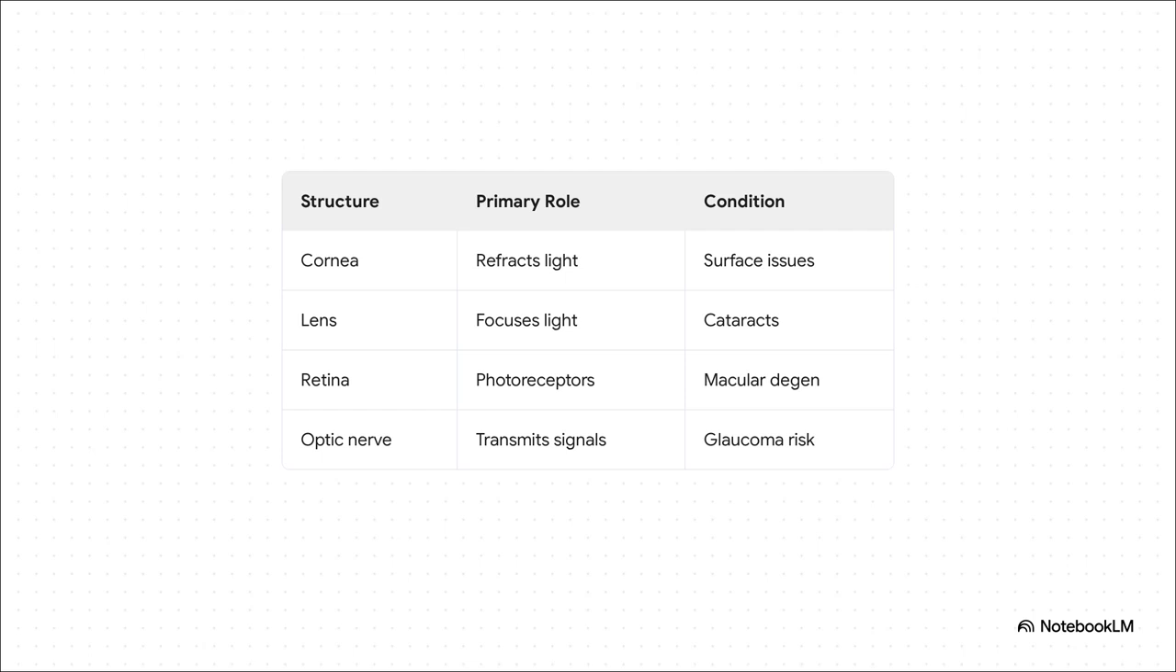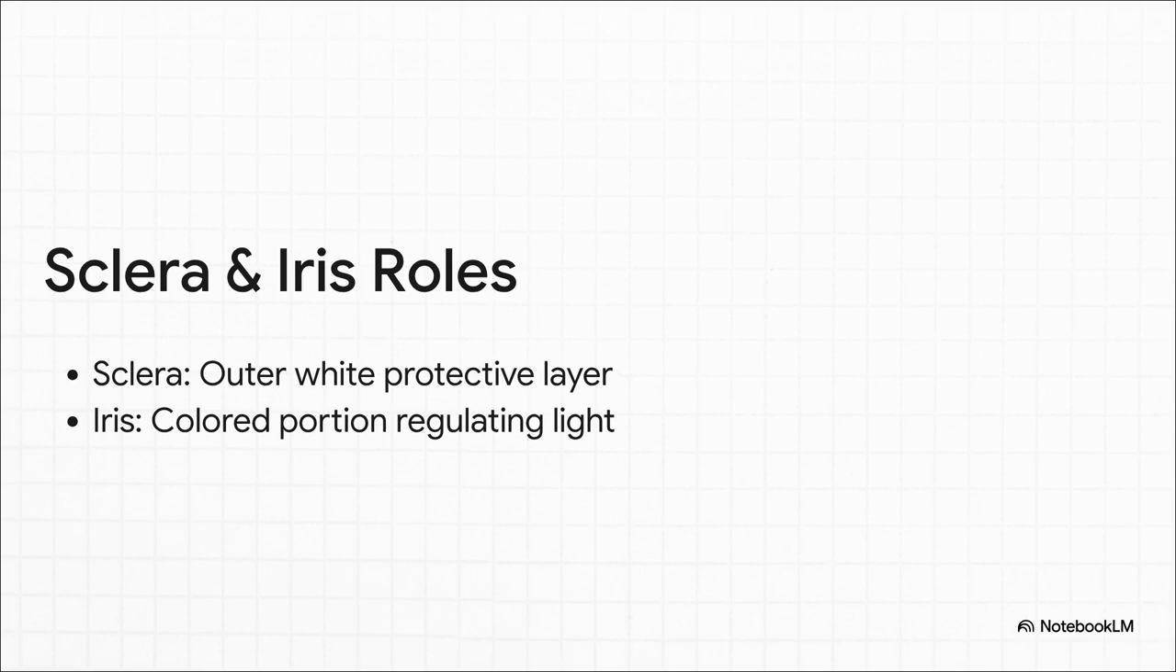The retina is basically the camera's film, packing photoreceptors that are vulnerable to macular degeneration. And the optic nerve, that's the cable sending the image to the brain, which is exactly where glaucoma strikes. You also really need to spot the sclera and the iris. The sclera is that outer white protective layer, and the iris is the colored portion regulating light. Treat these as your foundational anatomical landmarks. They're keywords you are going to constantly scan for in complex operative notes.